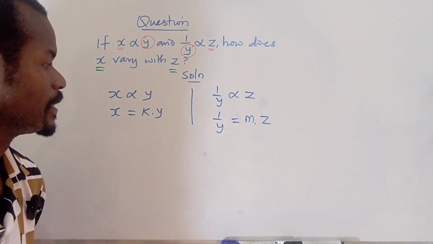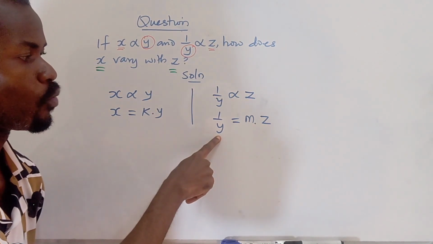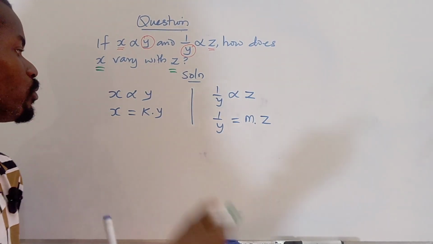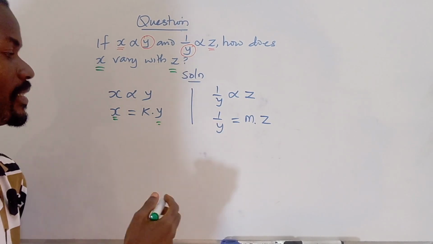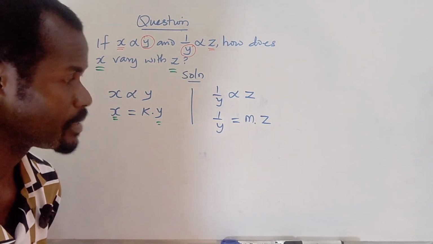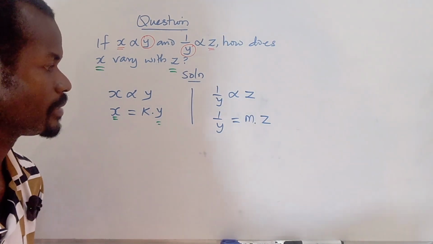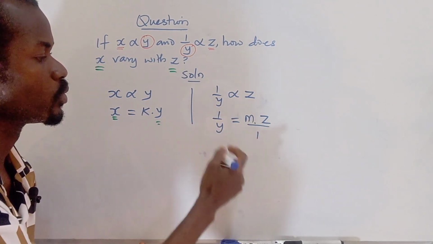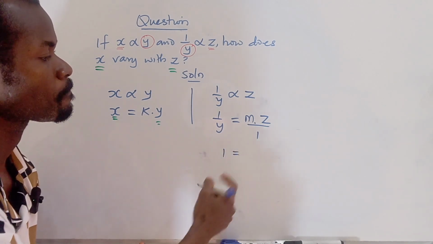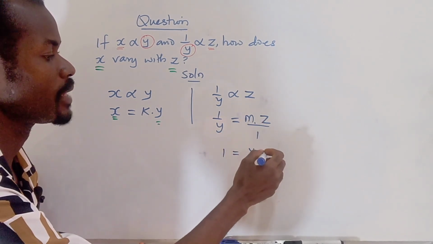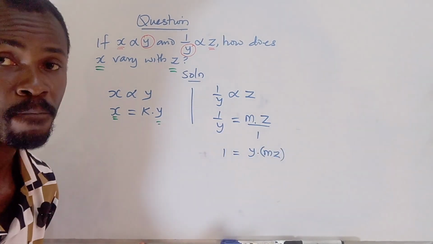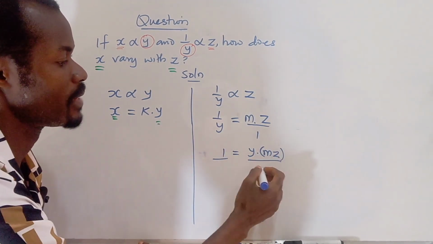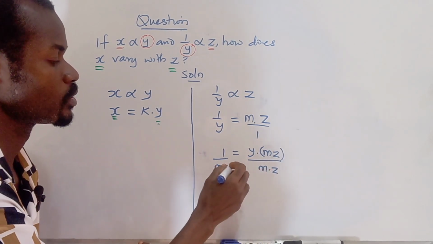Now that we have gotten this, I'll be able to make y subject here and substitute into this because we want to see that we have x and z here and not y. So let's make y subject here. To make y subject, first of all, I want to cross multiply. So 1 times 1 is 1, which is equals to y times this, so we have y multiplied by nz. Now to make y subject, all I need to do is divide both sides by n multiplied by z.